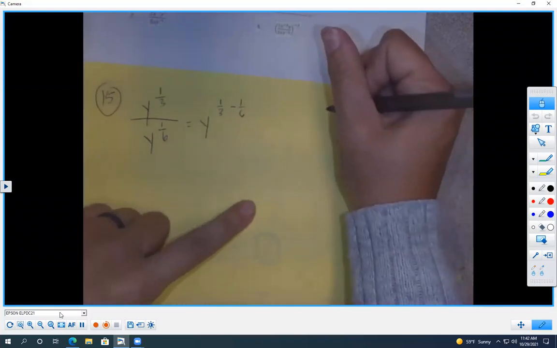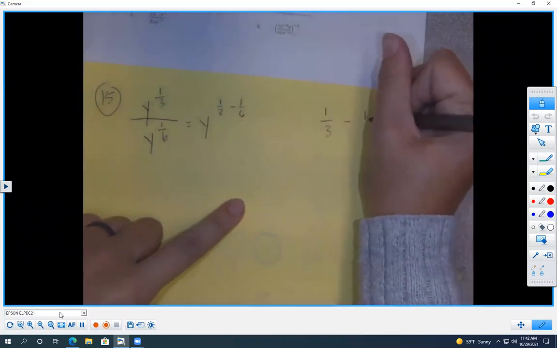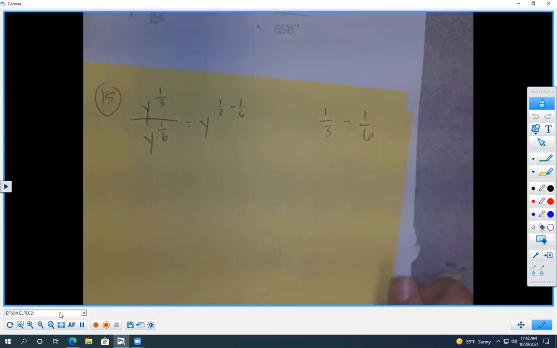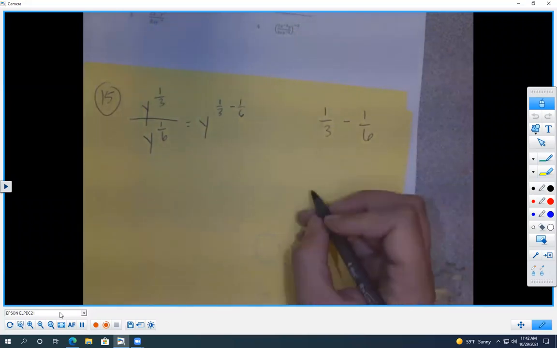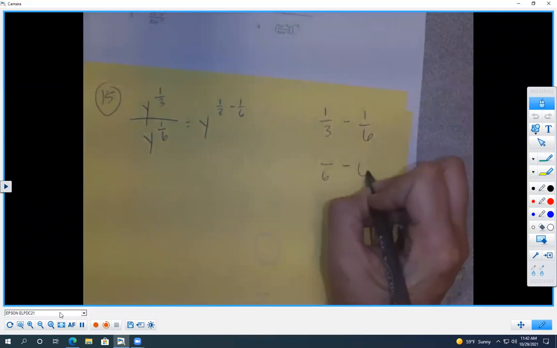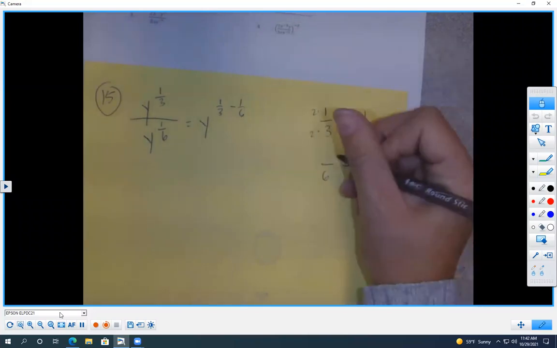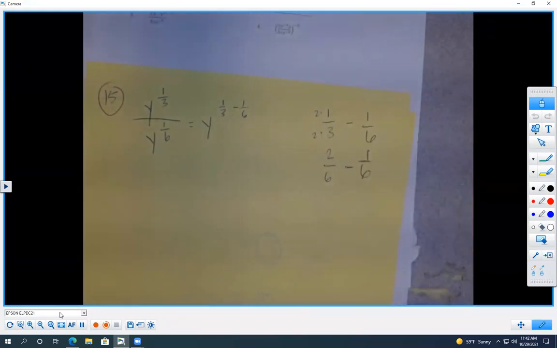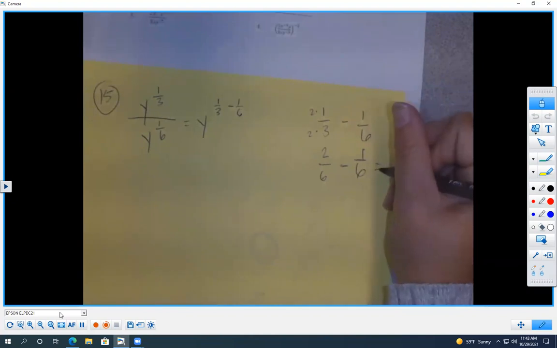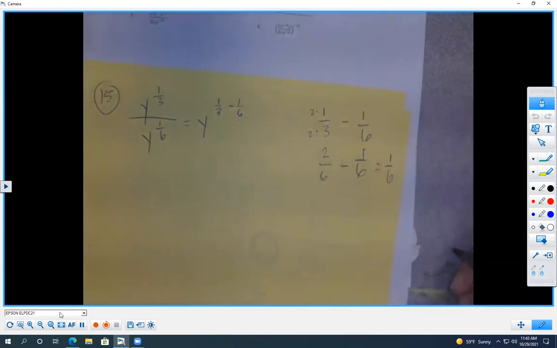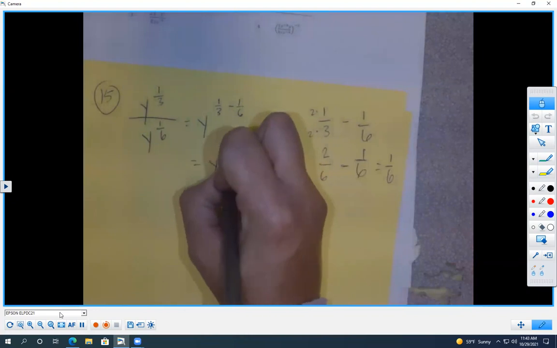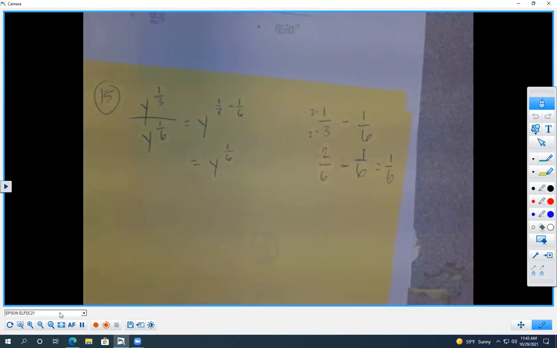So to subtract your exponents, remember you have to have a common denominator. 1/3 and 1/6, what would the common denominator be? That's 6. So I need to turn them both into 6 on bottom. This one already has a 6 on bottom, but the 3, I need to multiply by 2 to get a 6 on bottom. So 2/6 minus 1/6 is 1/6. So this becomes y to the 1/6 power. Okay, now I get it.